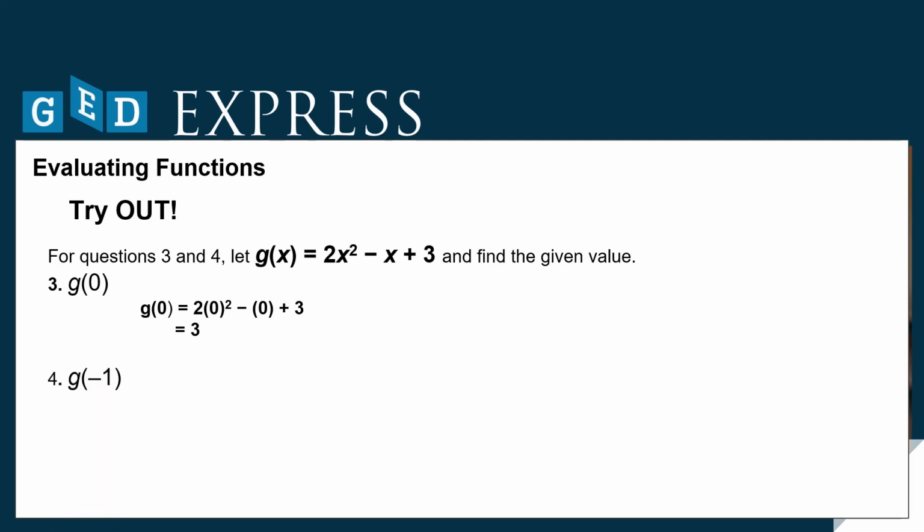Number 4, the input is negative 1, or the value of x is negative 1. Substitute, we have 2 times negative 1 to the power of 2 minus negative 1 plus 3. Then we have 2 plus 1 plus 3. Then the value of the function where the value of x is negative 1 is equal to 6.